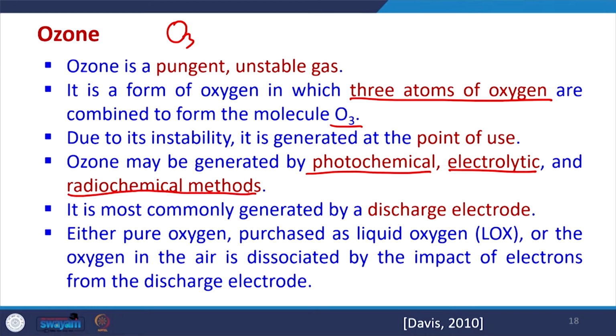Ozone may be generated by photochemical, electrolytic and radiochemical methods. Any of these methods can be used, and it is commonly generated by using a discharge electrode system. We can use either pure oxygen or liquid oxygen or oxygen present in the air, and it is dissociated by the impact of electrons from the discharge electrode, and these oxygen ions which get generated react with an oxygen molecule again to generate ozone.